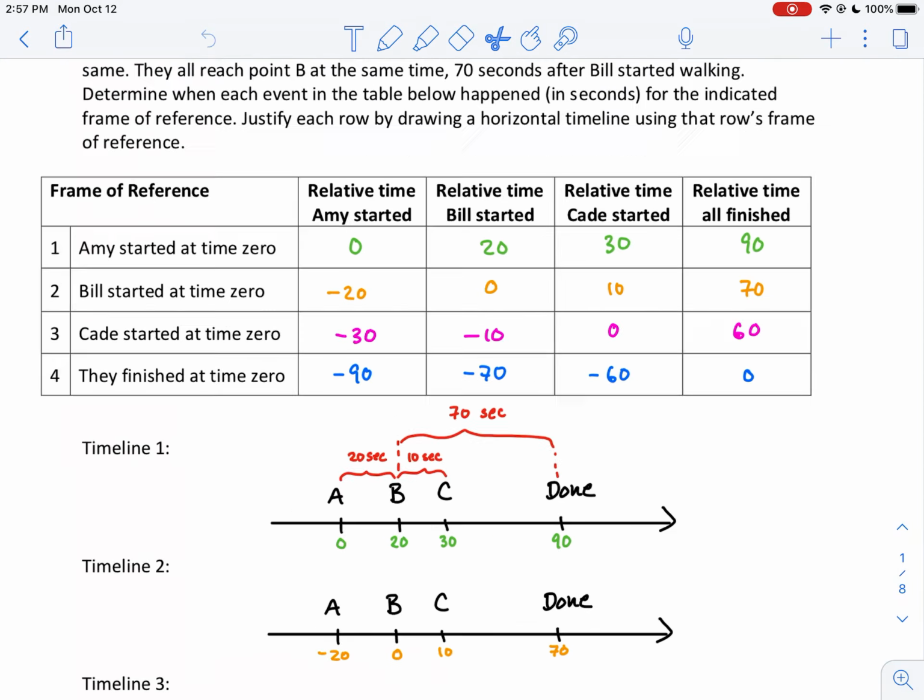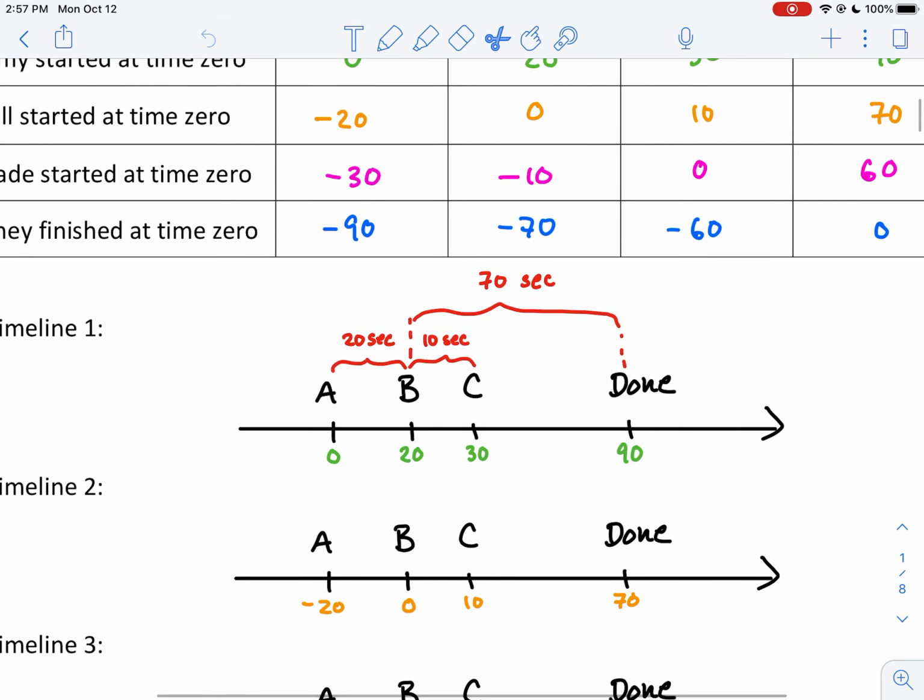And we know that this timeline here is especially helpful. We know that Amy left, and 20 seconds later, Bill left, and then 10 seconds after Bill left, Cade left, and they all finished 70 seconds after Bill started his journey.